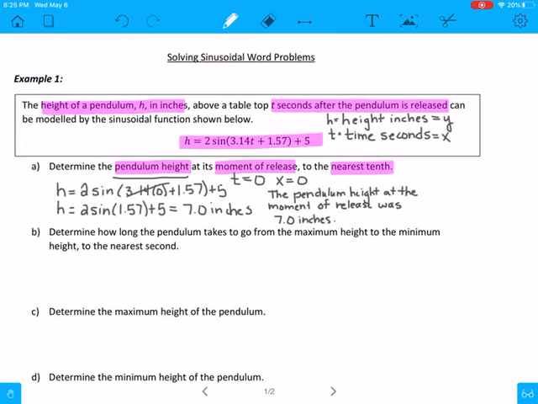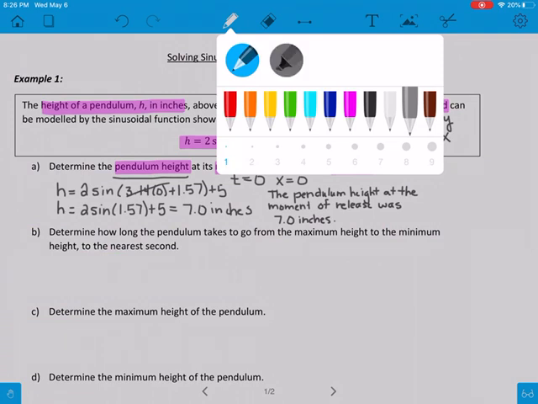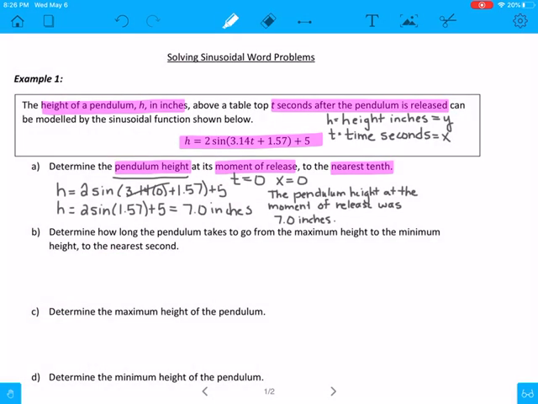Okay. B. B says determine how long the pendulum takes to go from maximum height to minimum height to the nearest second. So this is what I need you to know. When it goes from max to max, that's one period. That equals the period, right?